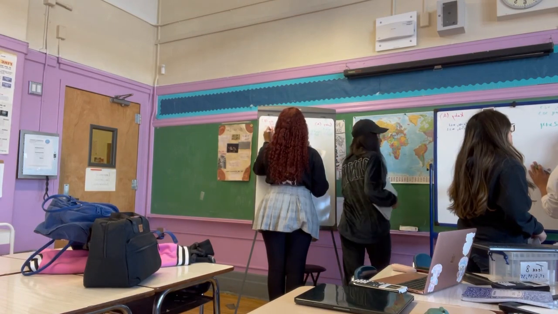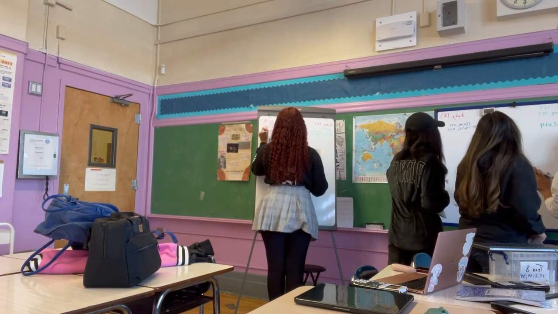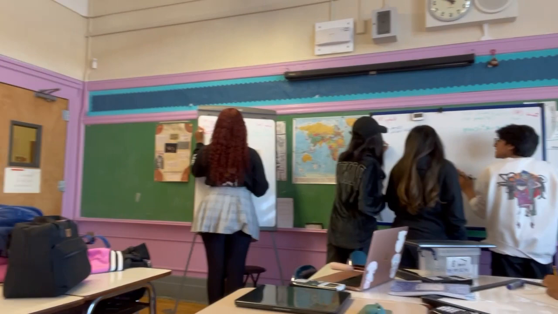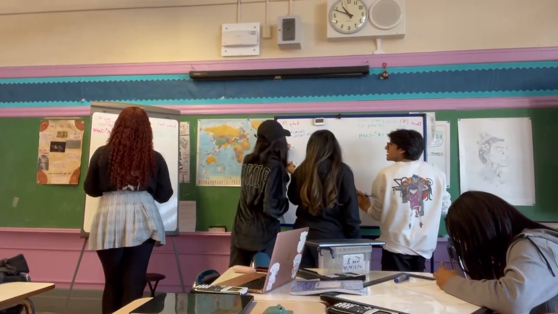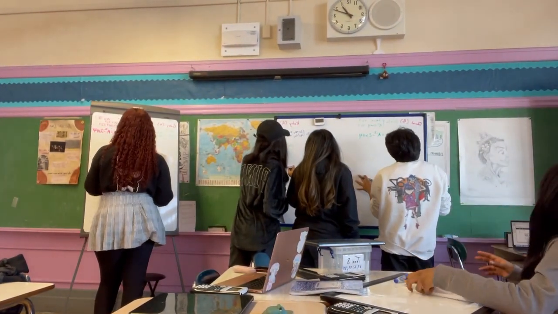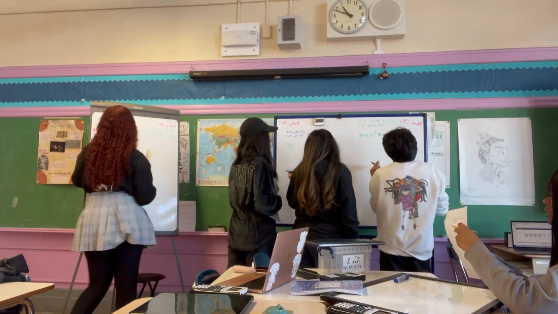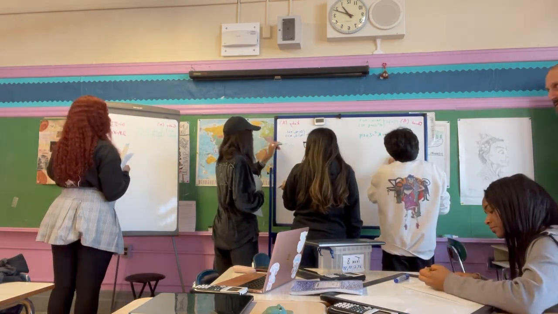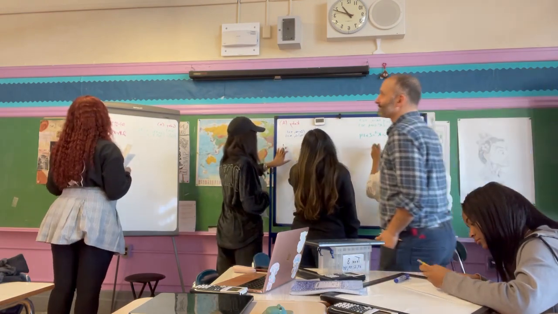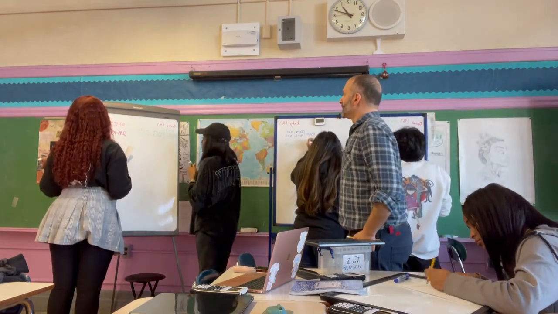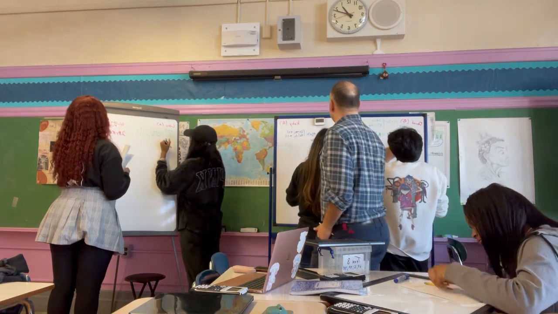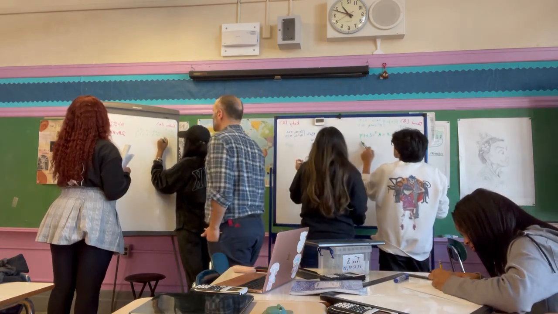I'm assuming this is 4 because it's like 2x plus 4. So I have to separate. Wait, can we put the x? I don't think you have to. You know what x is, right? So then how do I have to separate? I don't know.